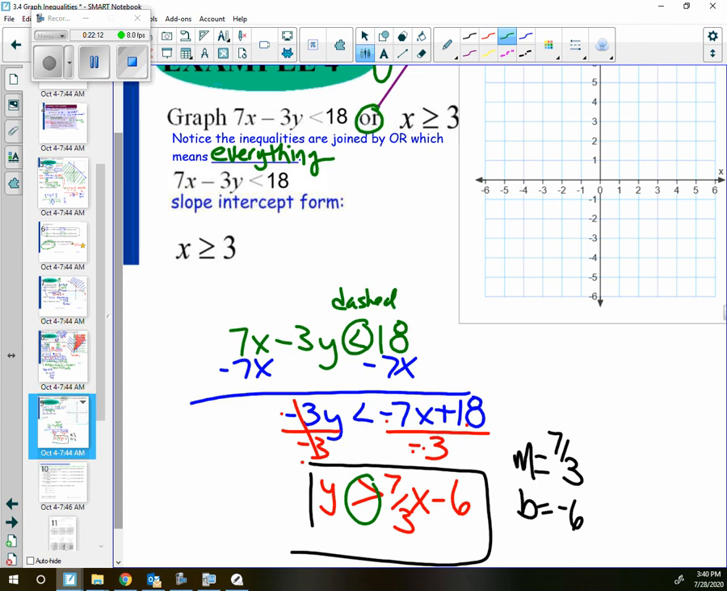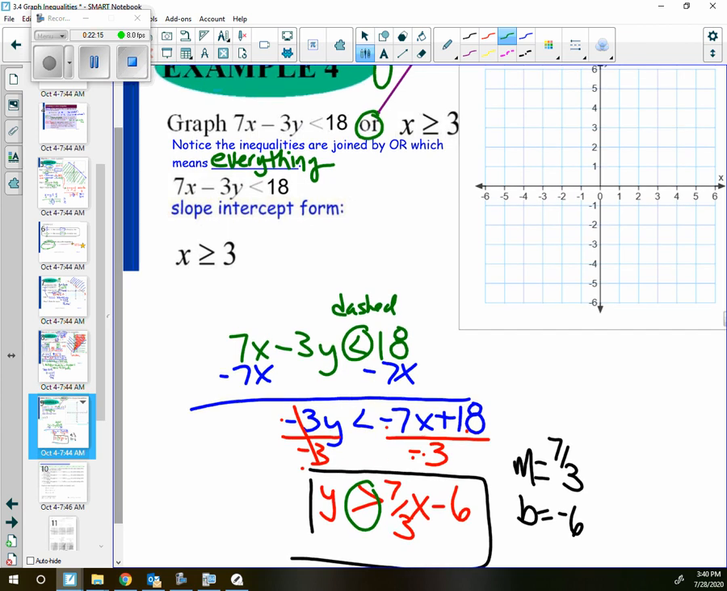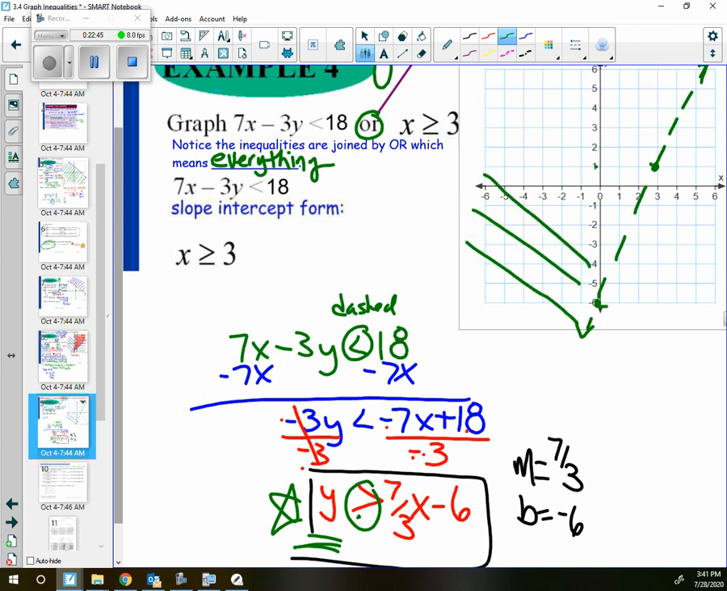So I'm going to do this one in green. We're going to start at negative 6, and then we're going to go up 7, so that would be a positive 1, and then 3 to the right. So we're going up 7 over 3, and it is a dashed line. Okay, now remember we have to do our shading, so it's either going to be above or below. Remember our final version when we solved it for y is greater. So that should mean above. And what we mean by above is all the y values that are bigger than where the line would be.